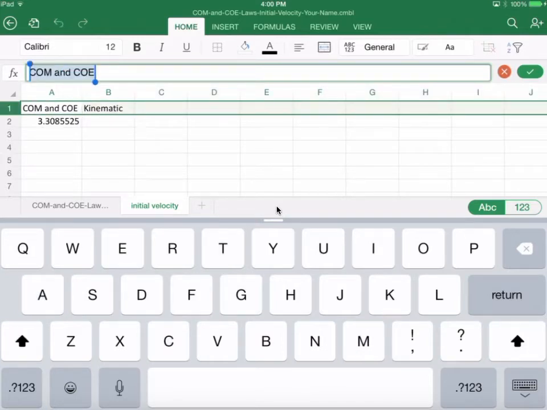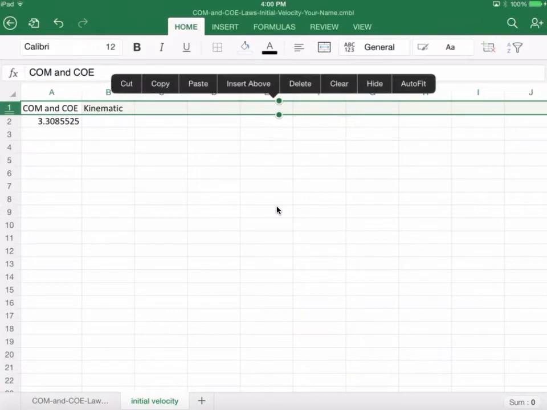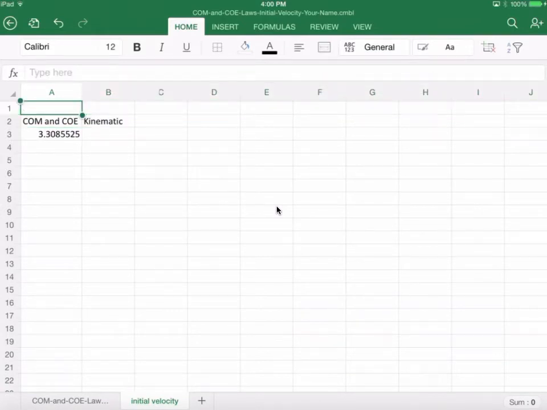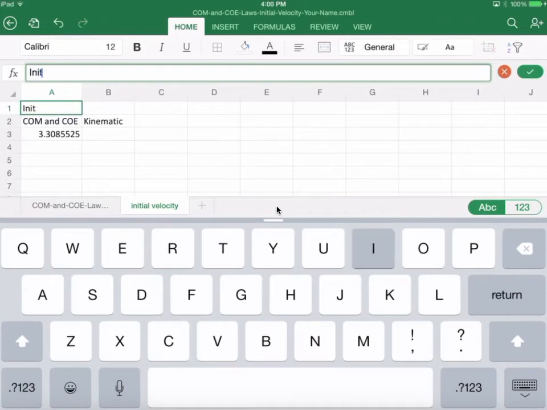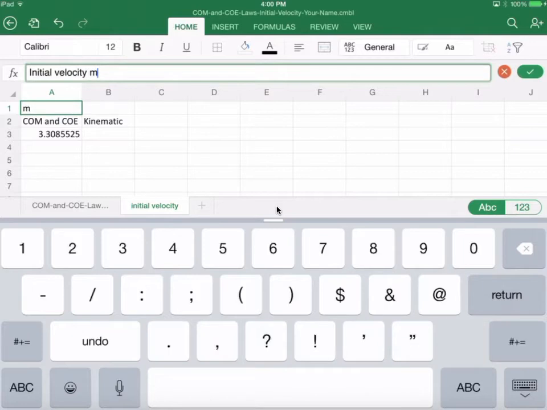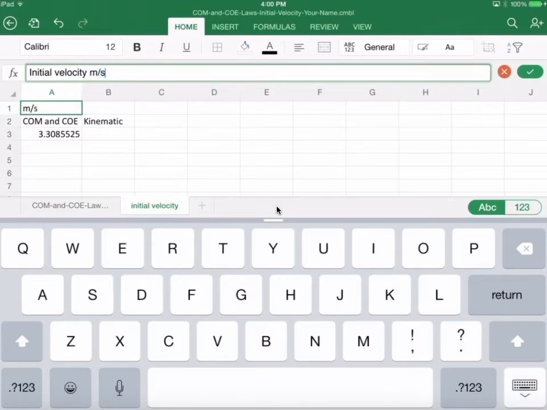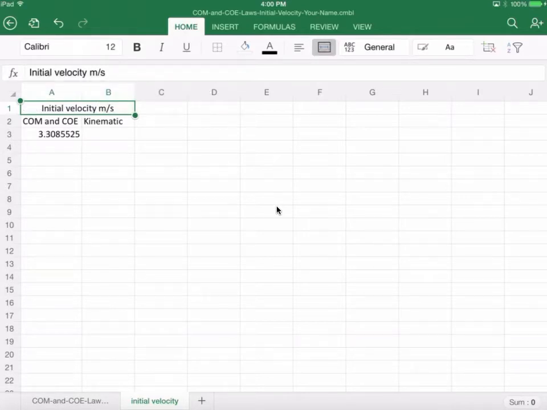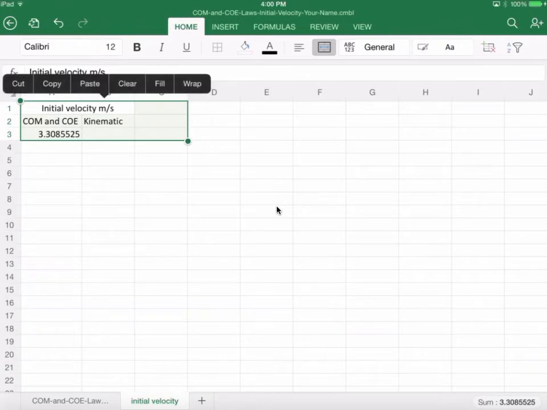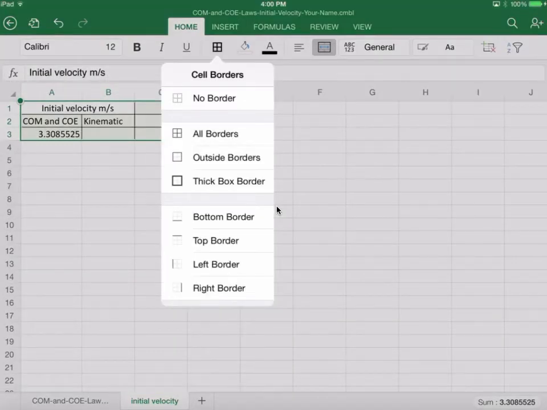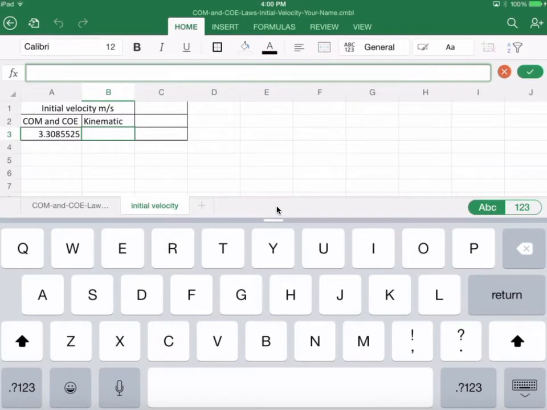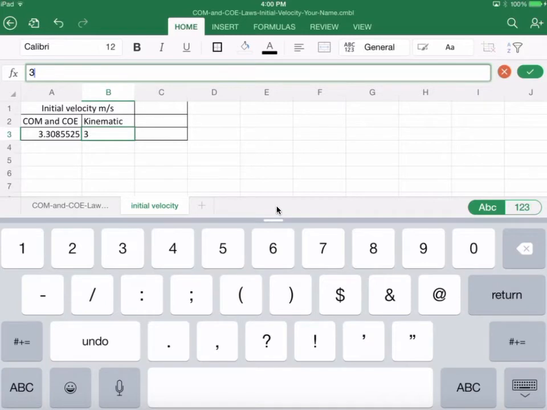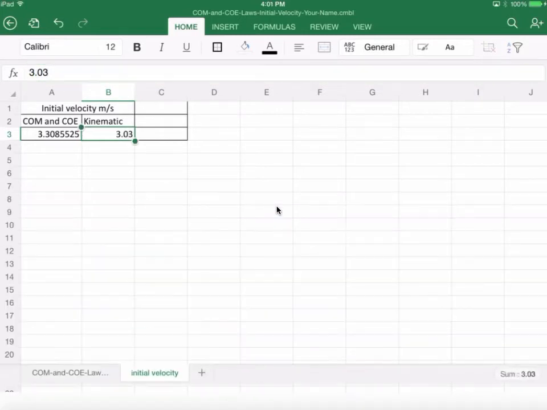So I'm just going to insert another row above it, and I'll call that row initial velocity. And it's going to be in meters per second. So I want to merge this. Okay. And I can go ahead and put borders around it. So kinematic was about 3.3. I can always go back out and pull it in, but 3.03, whatever yours was.